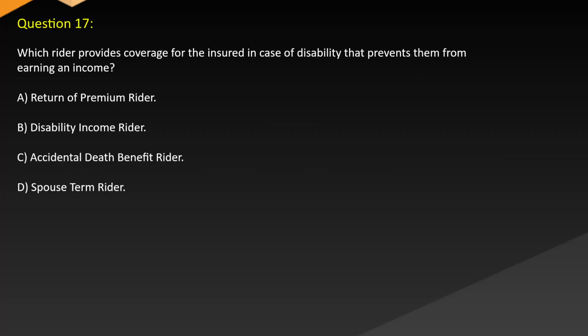Question 17. Which rider provides coverage for the insured in case of disability that prevents them from earning an income? A. Return of premium rider. B. Disability income rider. C. Accidental death benefit rider. D. Spouse term rider.